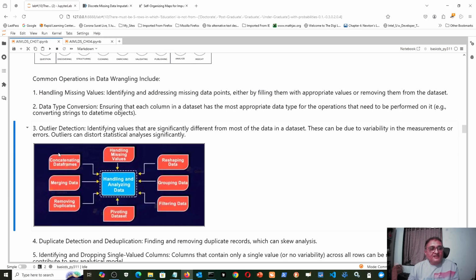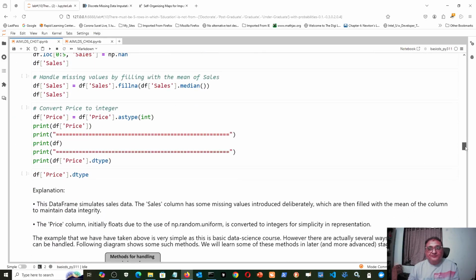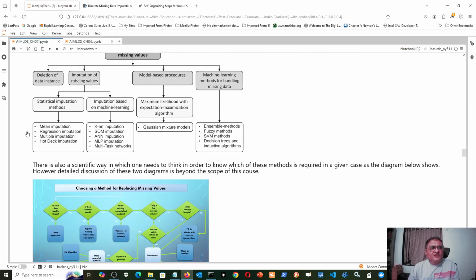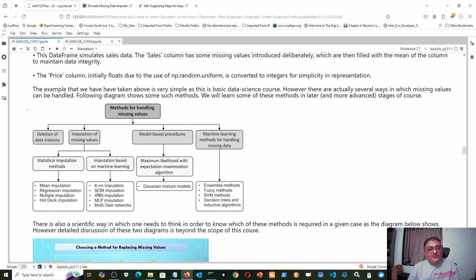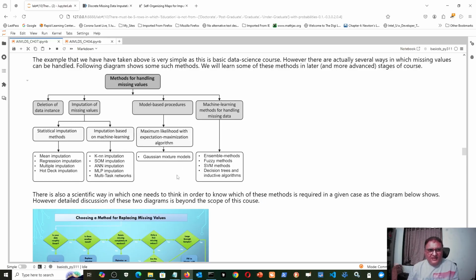So now outlier detection. Now for outlier detection, one important thing is also in previous missing values. This SOM stands for self-organizing map, ANN is artificial neural network, and MLP is multi-layer perceptron. Multi-layer perceptron is, you can say, the precursor of artificial neural network. Before ANN was developed, multi-layer perceptron was the building block, a simple one layer or one element neural network.